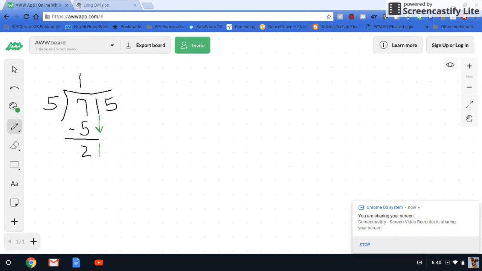So now my question is, how many times does 5 go into 21 without going over? 5 goes into 21 4 times. 5 times 4 is 20. And we're going to subtract. It'll be 21 minus 20 equals 1.